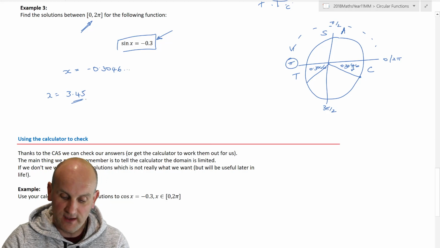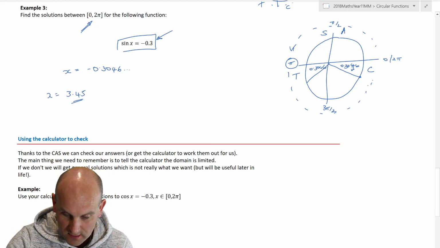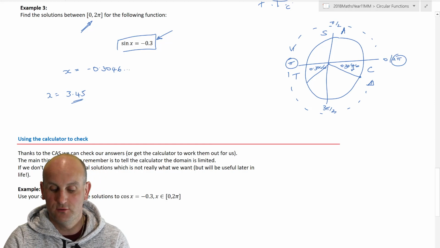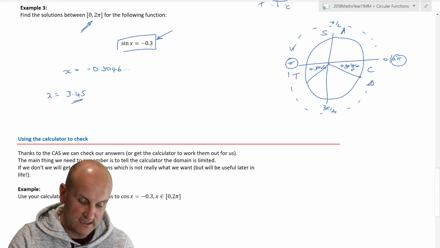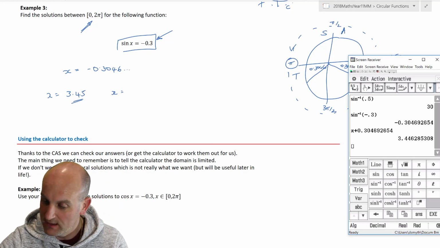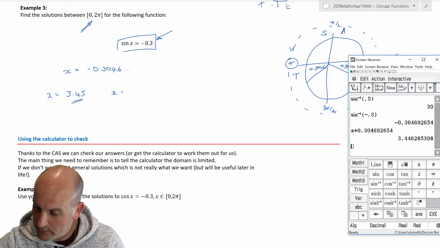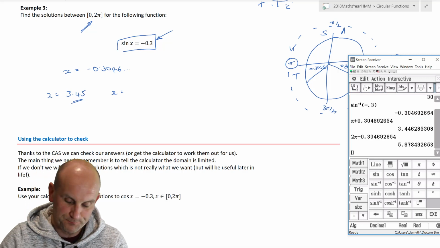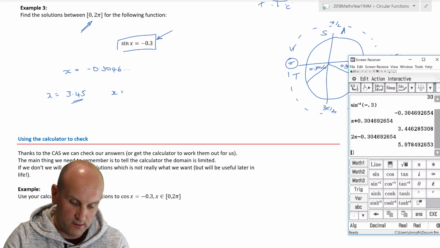How do I get to my next value? Well, I'm going to continue around the circle. And this time I'm going to take away 0.3046 from 2 pi, because that's going to give me my other value. So loading up my calculator again, 2 pi minus that positive value again. Please just give me the number. Thank you very much. And I put equal to 5.99.